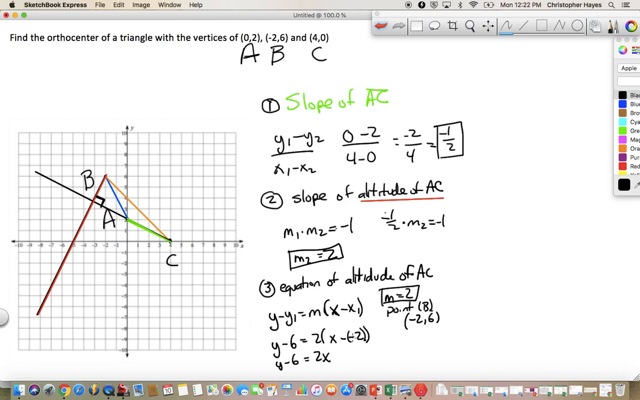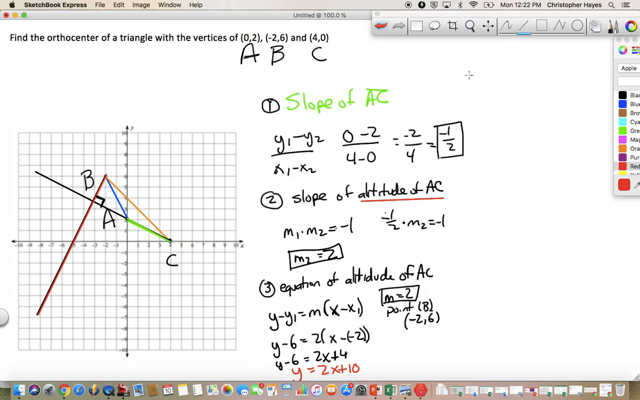2x, negative times a negative is a positive, so that's positive 2 times 2 is plus 4. If I were to add 6 to both sides, I end up with my equation y equals 2x plus 10. So now I've done all this to get one equation. There's my line, and I'll do it in red, because there's my equation for my line in red. It's going to be y equals 2x plus 10.